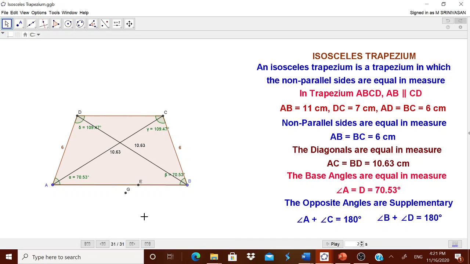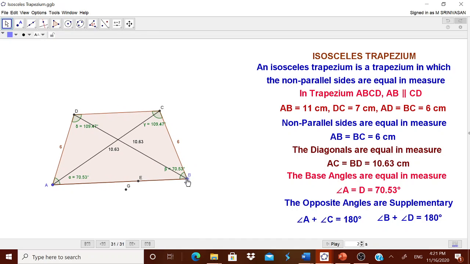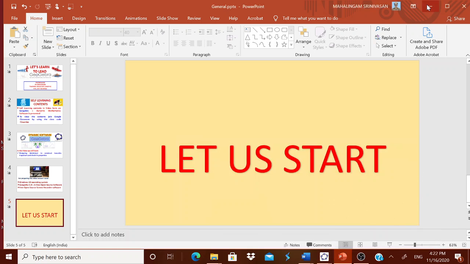Now here the thing is, this particular trapezium cannot be moved and shown because we have constructed it with a selected fixed measure. That is, AB, DC and AD are fixed over here, but they can check it about the property of the non-parallel sides, the diagonals, the base angles and the opposite angles. Let us try to construct it from scratch.